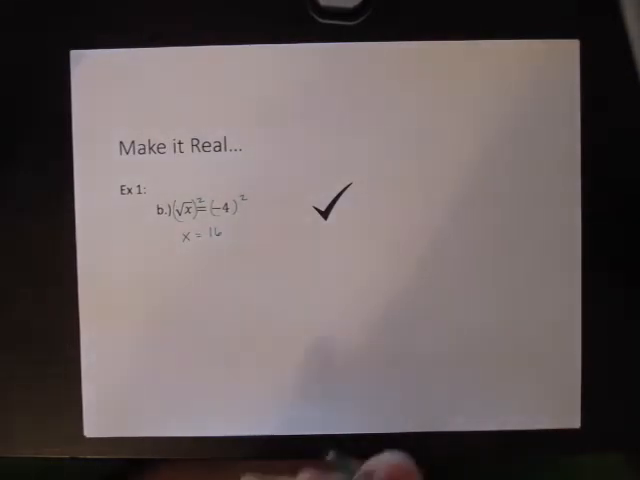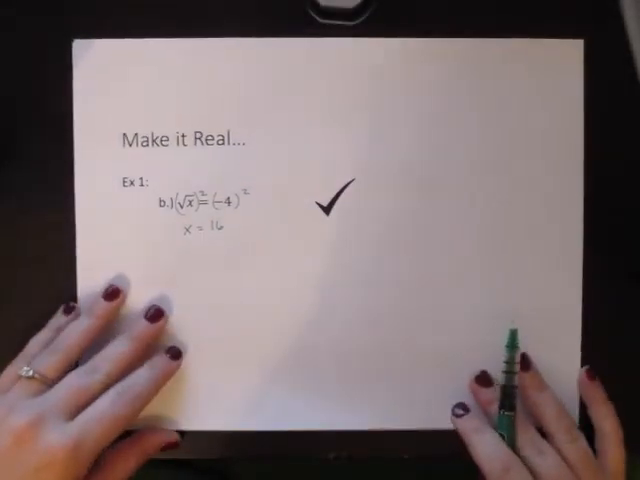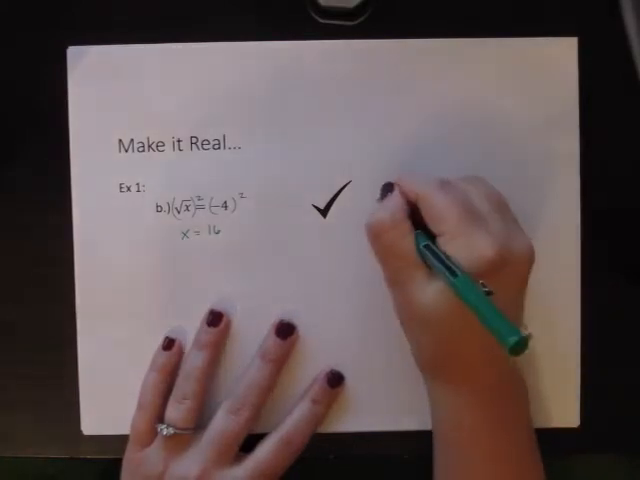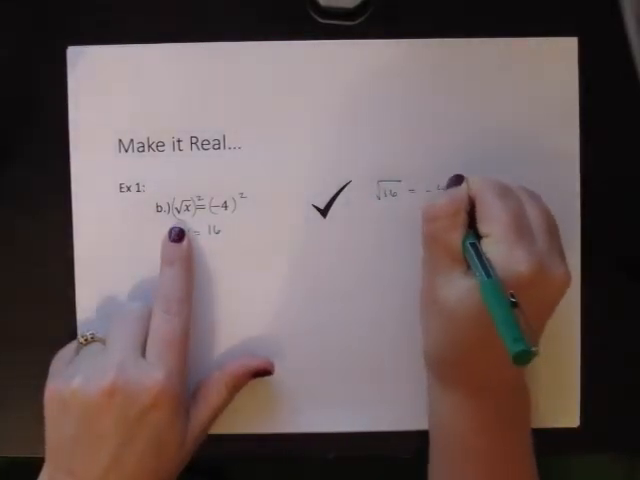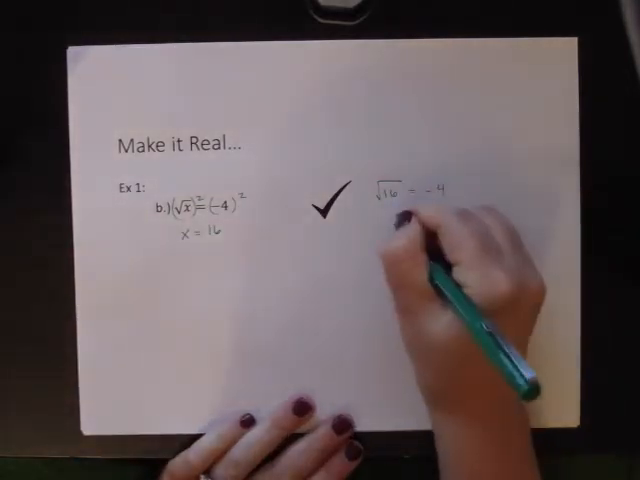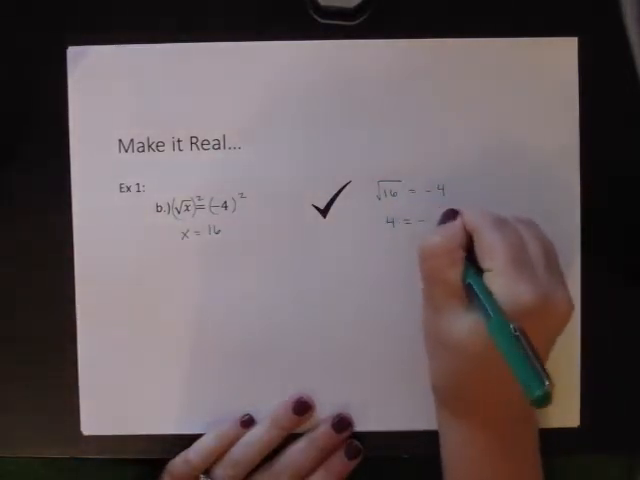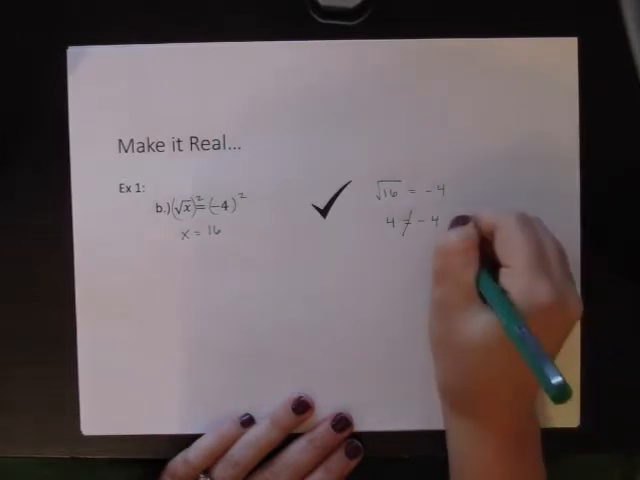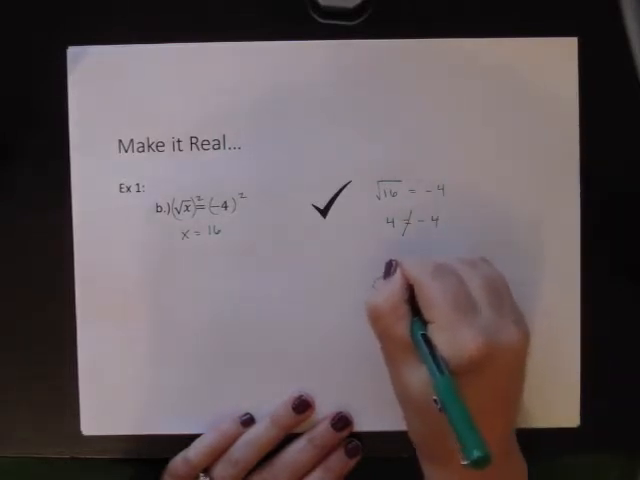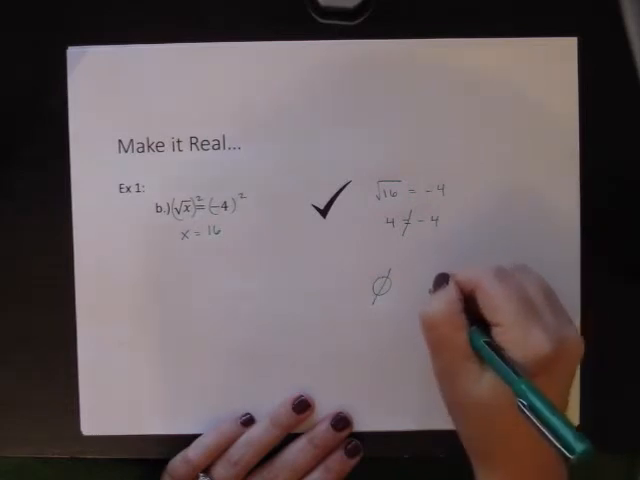Now, I don't have to do any solving because x is already by itself, so now I just have to check my answer. I go back to my original problem: the square root of 16 equals negative 4. The square root of 16 is a positive 4 though, and positive 4 does not equal negative 4. So since this answer is false, my final answer is the empty set.